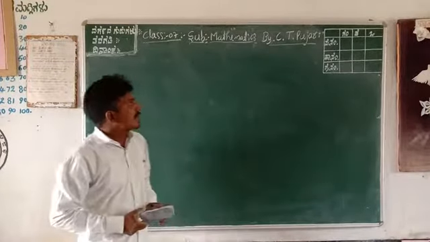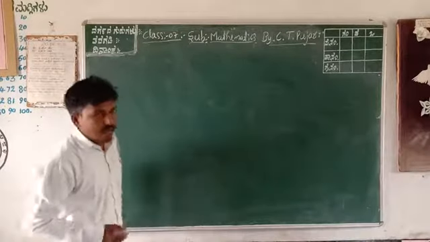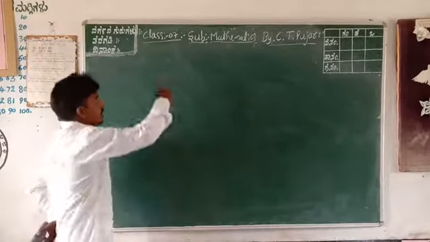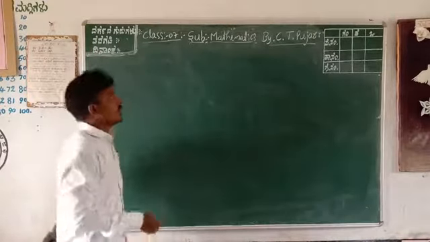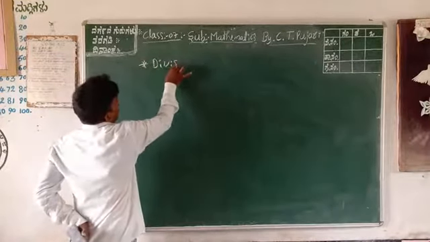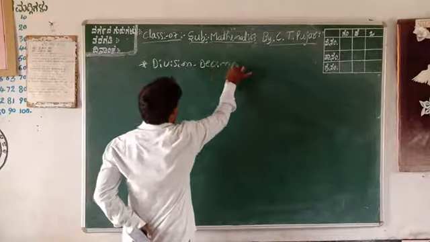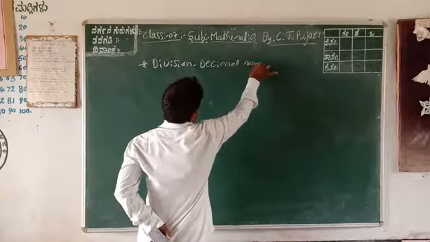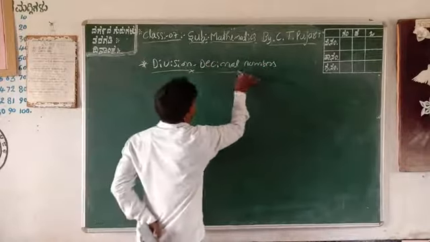Dear students, today let us study the 7th standard chapter, decimal numbers. Yesterday in class you learned only about multiplication of decimal numbers. Today you will learn about the division of decimal numbers. How to divide decimal numbers?